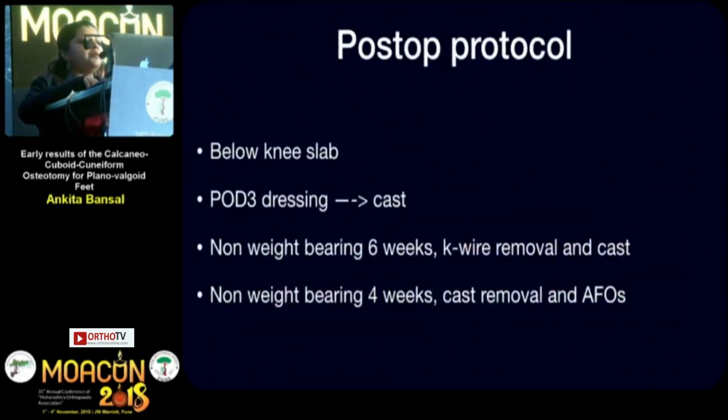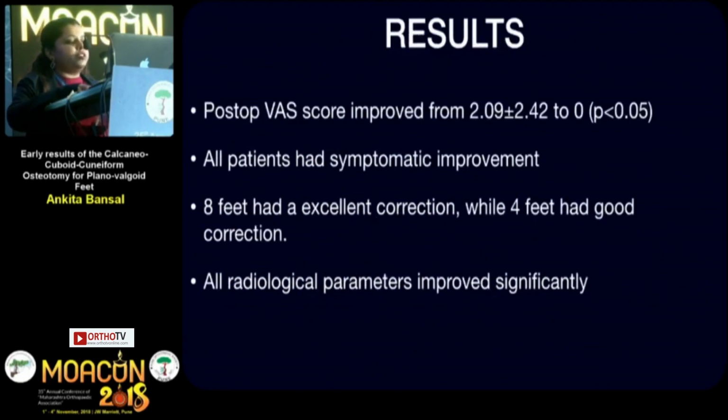For all patients, a post-op below-knee slab was given, which was converted to a cast. The patient was kept non-weight bearing for 6 weeks. The K-wires were removed, and the patient was kept additionally non-weight bearing for 4 weeks, and then shifted to AFOs.